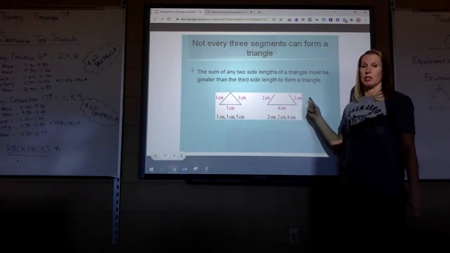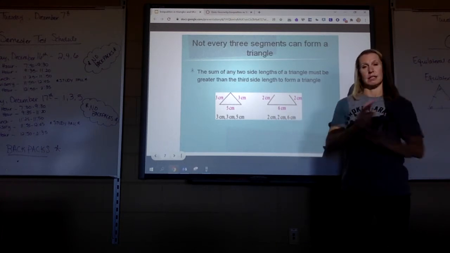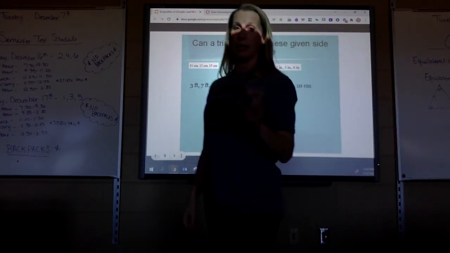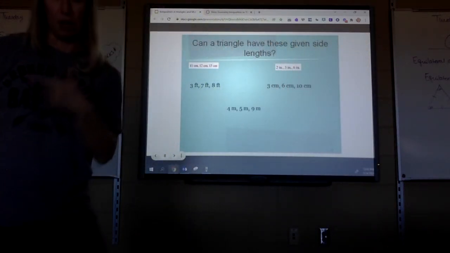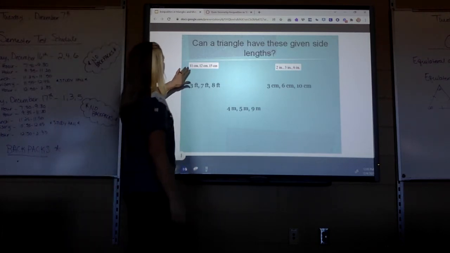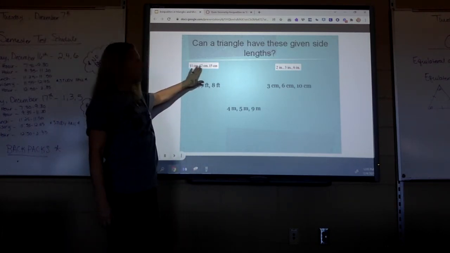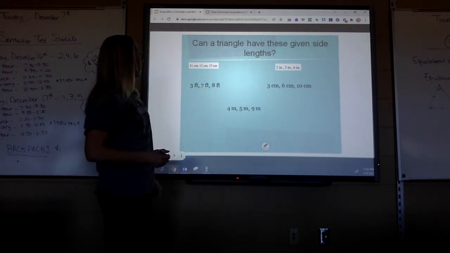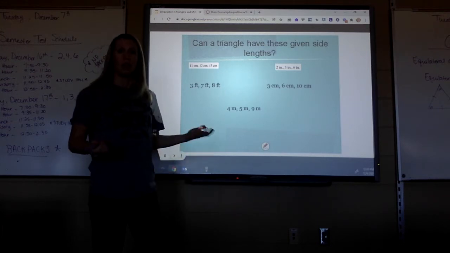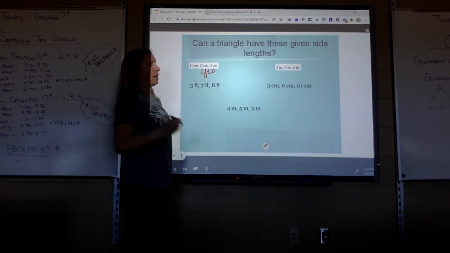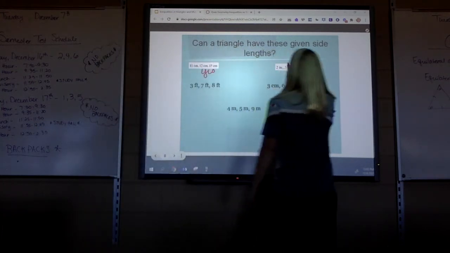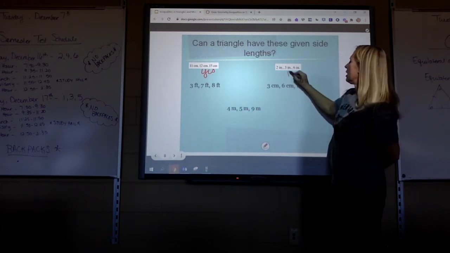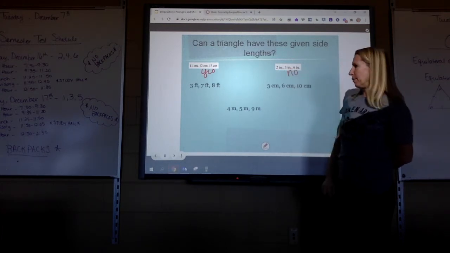But over here, 2 plus 2 is 4, and 4 is not bigger than 6. That does not make a triangle. You'll have some problems where you take your shortest two sides, add them together, and the sum must be bigger than the third side. If I add 11 and 12 together, is that more than 15? Well, 11 plus 12 is 23, so yes, that's more than 15. That makes a triangle. My shortest sides are 2 and 3. 2 plus 3 is 5. Is 5 bigger than 6? No, that does not make a triangle.